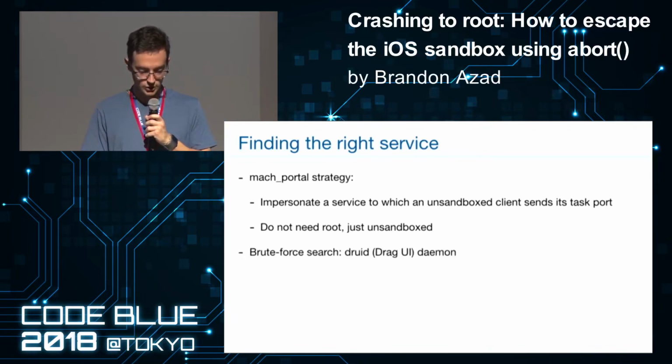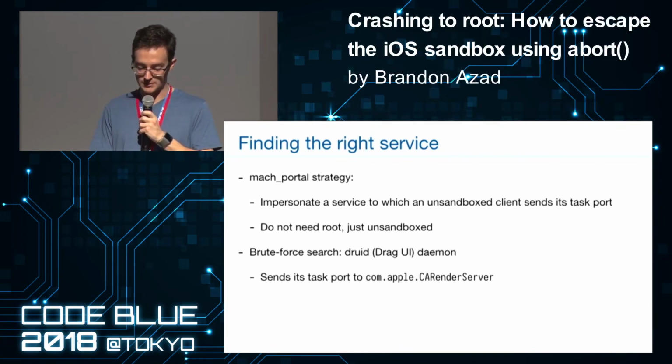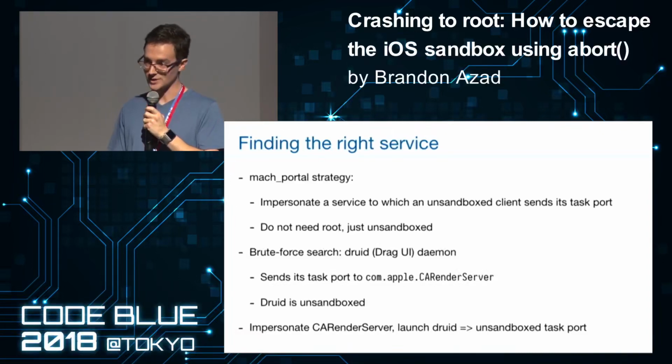Using a brute force search, I impersonated every mock service on the phone, and eventually found that the Druid daemon, which is responsible for handling drag and drop, sends its task port to the com.apple.ca render server service. And Druid is unsandboxed. Thus, we actually have a complete sandbox escape. Just impersonate CA render server, launch Druid, and we'll get an unsandboxed task port, allowing us to execute arbitrary code.